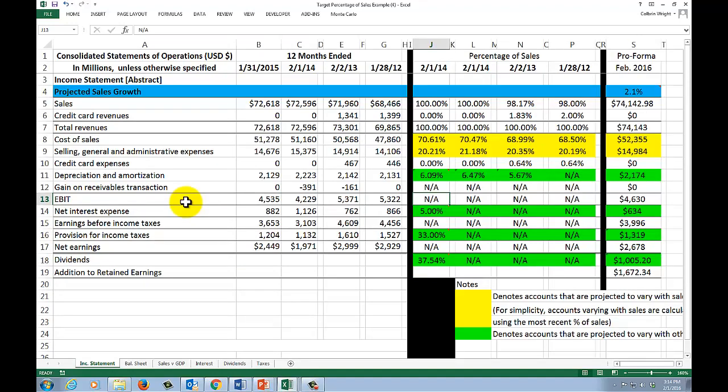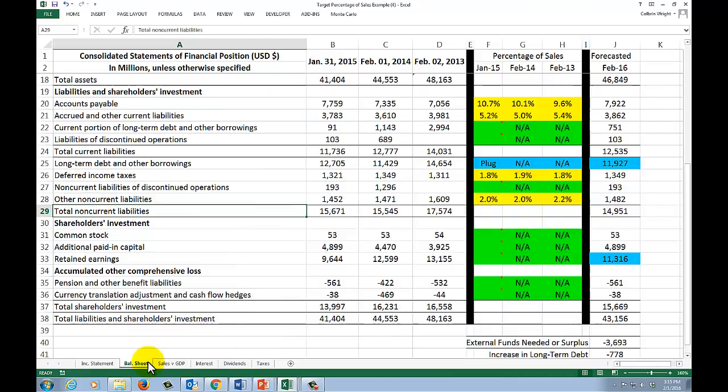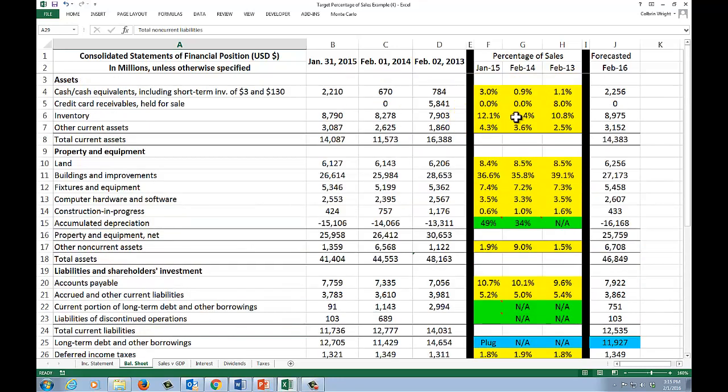I've identified the accounts that I think will vary proportional to sales. Step two is to calculate each of those accounts as a percentage of sales using past data. You can see I've done that on the income statement for the last 4 years. So there's my cost of goods sold as a percentage of sales. There's SG&A as a percentage of sales. I do the same on the balance sheet. So for all of the yellow accounts, I've highlighted their percentage of sales over the last 3 years.